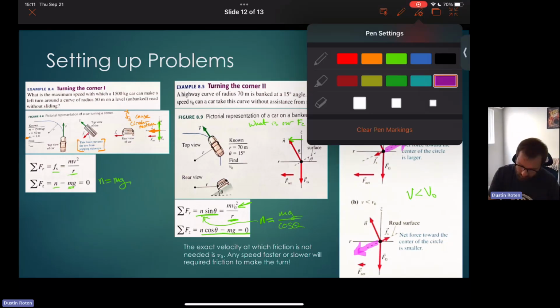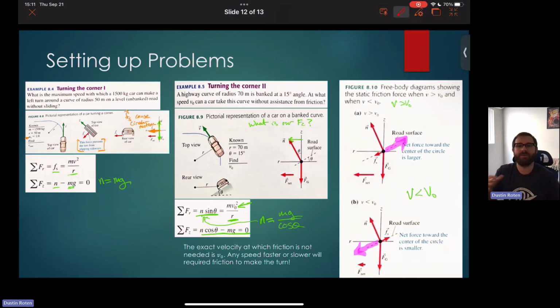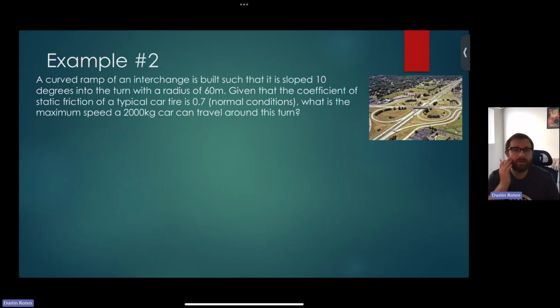I'm going to do one quick example just to show you how you can put all this together. Here we go. A curved ramp of an interchange is built such that it's sloped 10 degrees into the turn with a radius of 60 meters. So maybe this is like a cloverleaf exchange. Given that the coefficient of static friction of a typical car tire is 0.7 under normal conditions, what is the maximum speed a 2,000 kilogram car can travel around this turn?